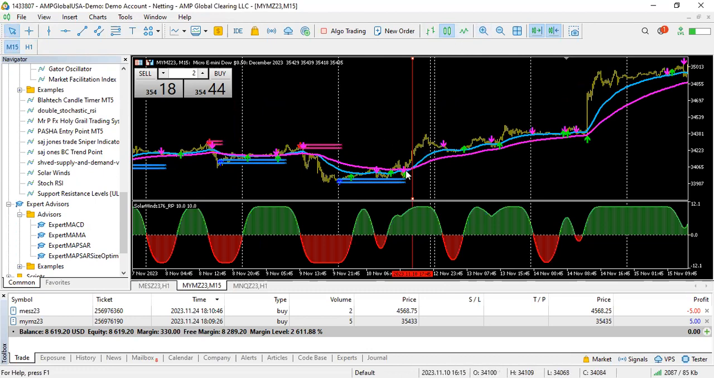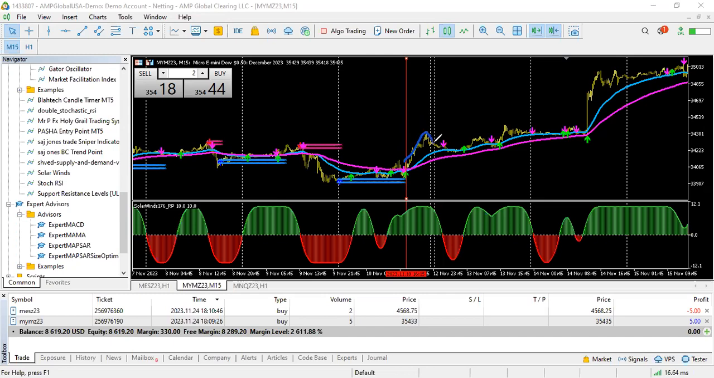So what I'm going to do is, as you can see, I got my confirmations here. I got my support. I got my solar wind cross above. I got my BC trend point. I got my moving averages above each other. I would take an entry here at this point and ride the arrow all the way up here.